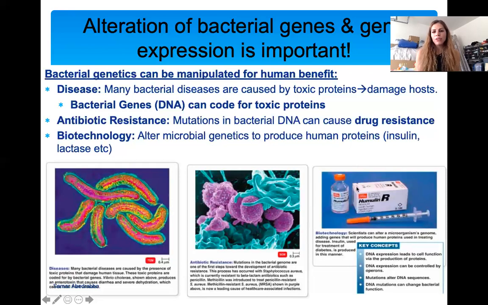And most of you know of a diabetic person, or you yourself may be diabetic. So a lot of people who are diabetic take insulin, and we created insulin by using bacteria. And we'll talk about that later.